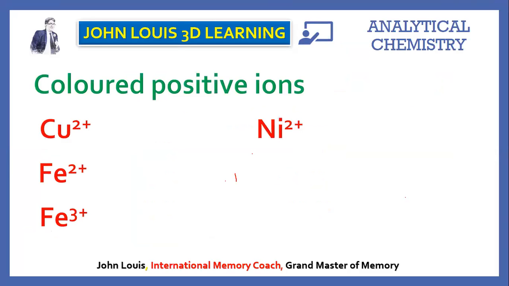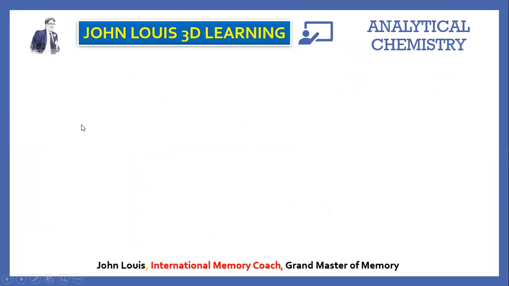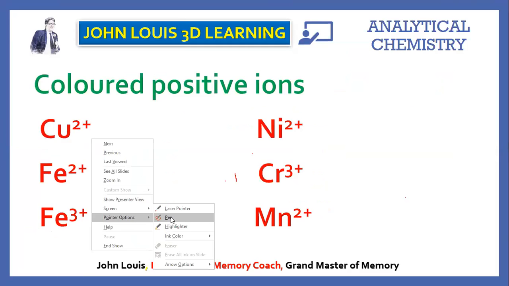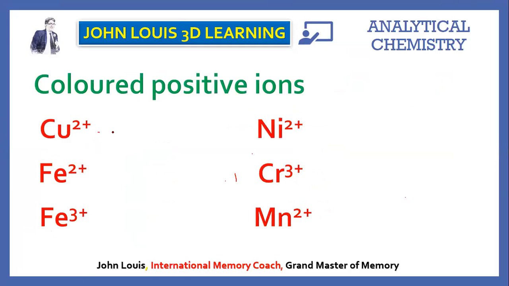These are the 6 ions we have to study in detail in our syllabus. Suppose these are the 6 positive ions in the given chemical components. This is copper 2. What is the color of copper 2? Copper has two valencies, no? Copper 1 and copper 2. So what is the color of copper 2? Blue. Excellent. Very good.